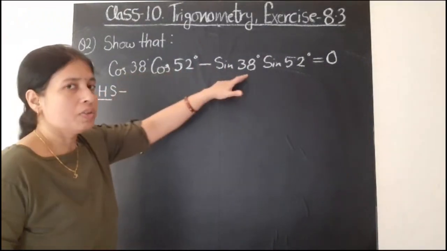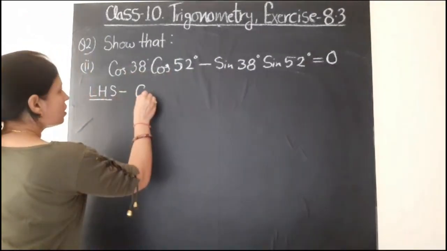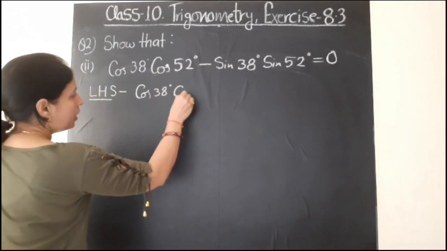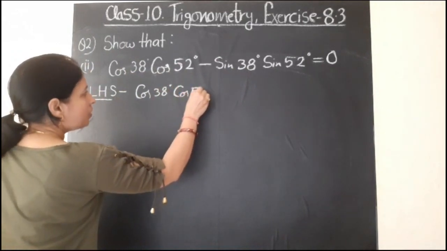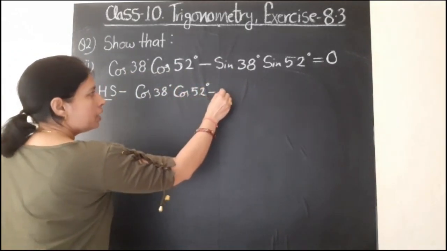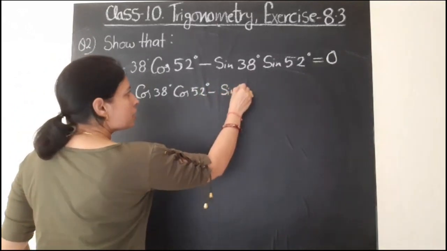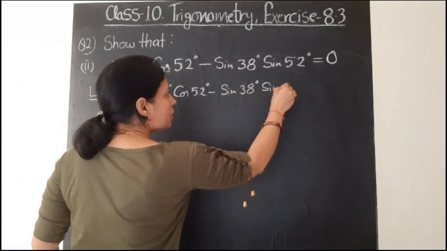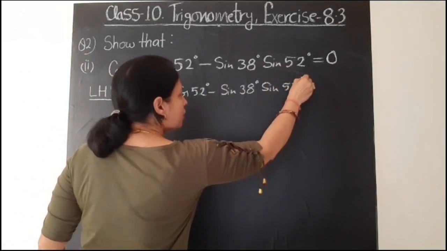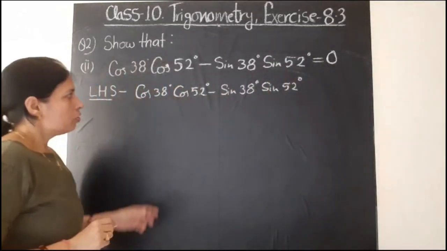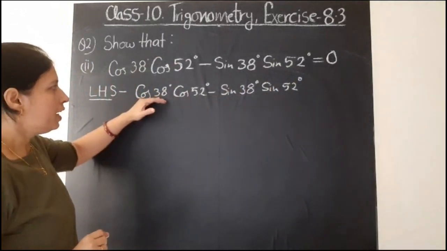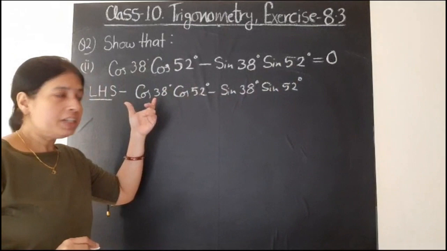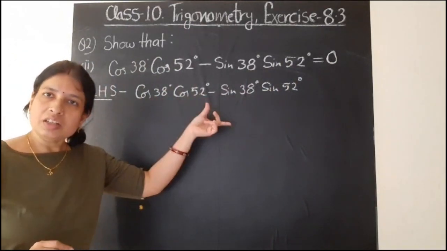LHS is given this one. So write this: cos 38 degree into cos 52 degree minus sin 38 degree into sin 52 degree. So you can see here 38 plus 52 is equal to 90 degree. So in place of 38 we can write 90 minus 52.